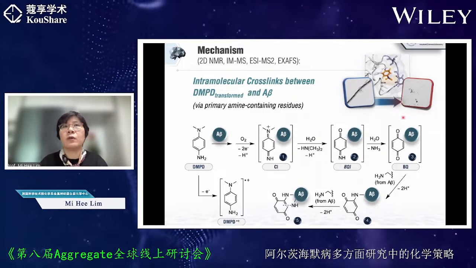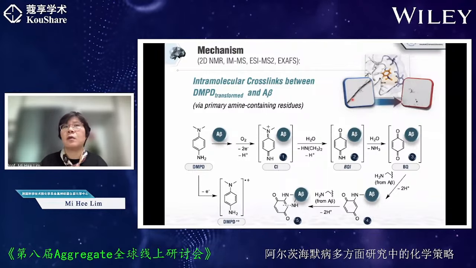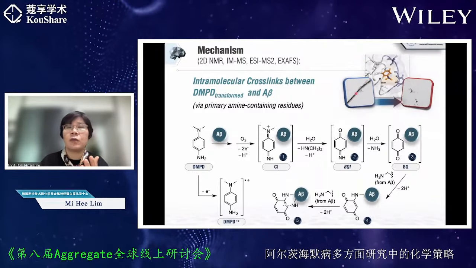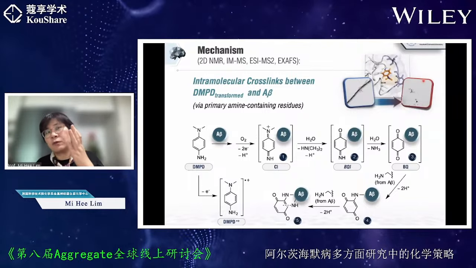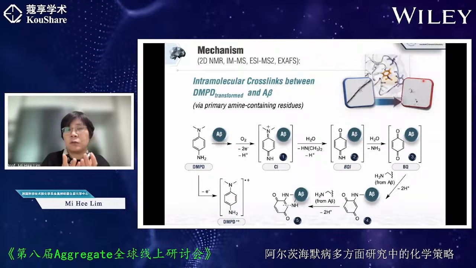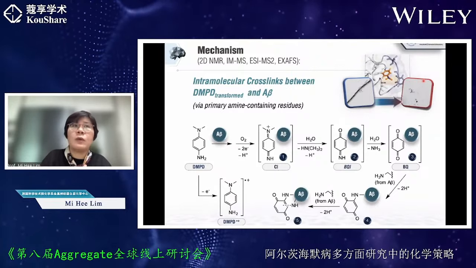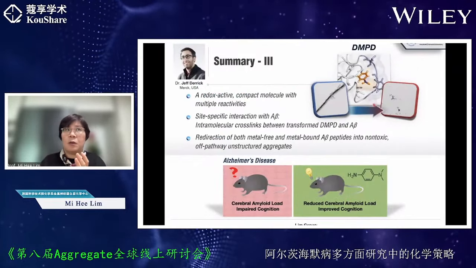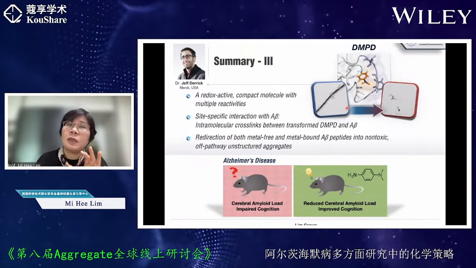Such a covalent bond adduct allows us to change this aggregation pathway completely, from fiberization into an off-pathway, generating unstructured A-beta species, and that is suggested to be non-toxic. And this compound's specific reactivity is not only one.